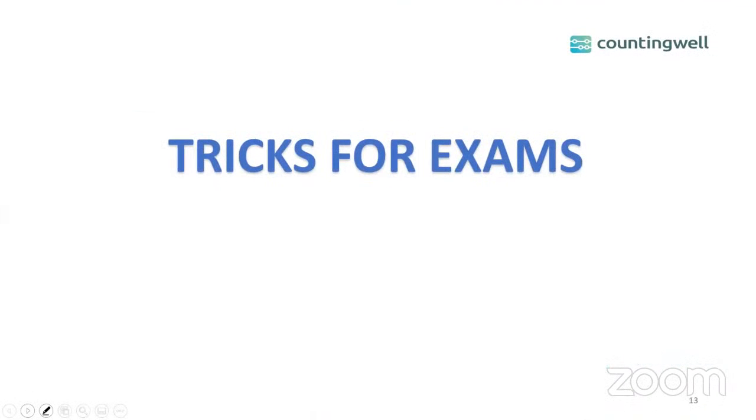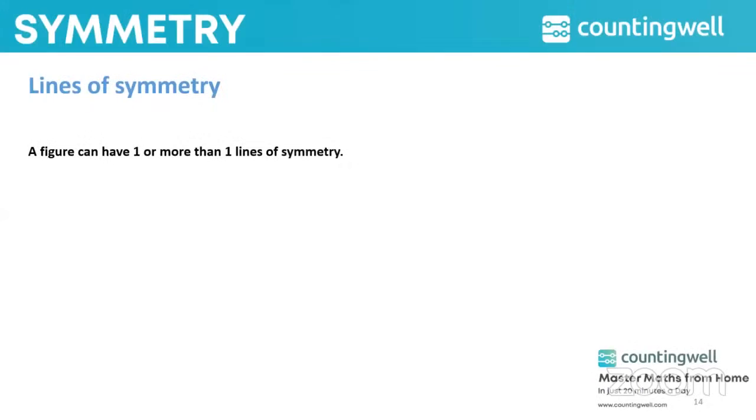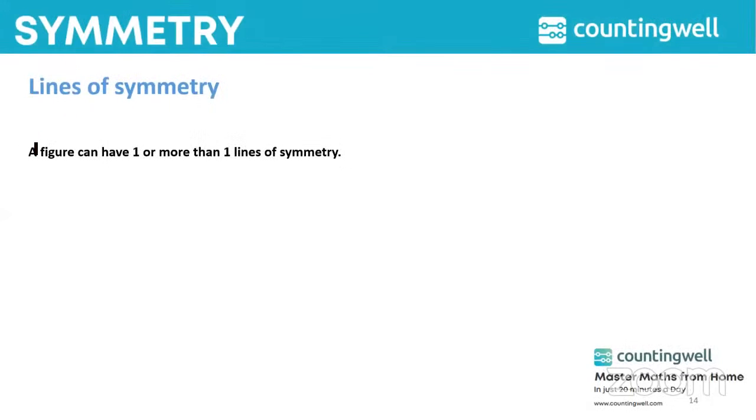Now let us see some tricks for the exams. A figure can have one or more than one line of symmetry. So whenever you are asked to find the number of lines of symmetry, then you should make sure that you do not miss any line of symmetry. And you should check whether drawing a line divides the figure into two equal parts or not.